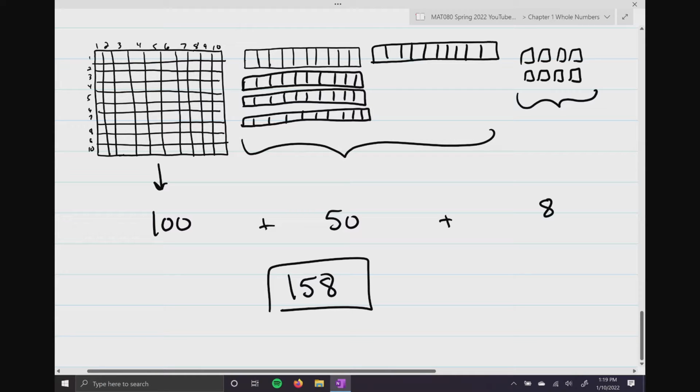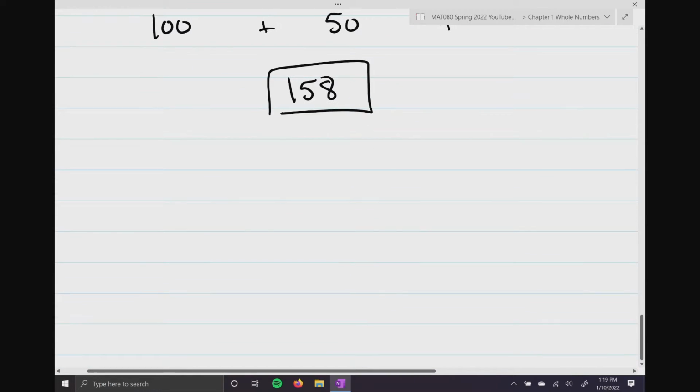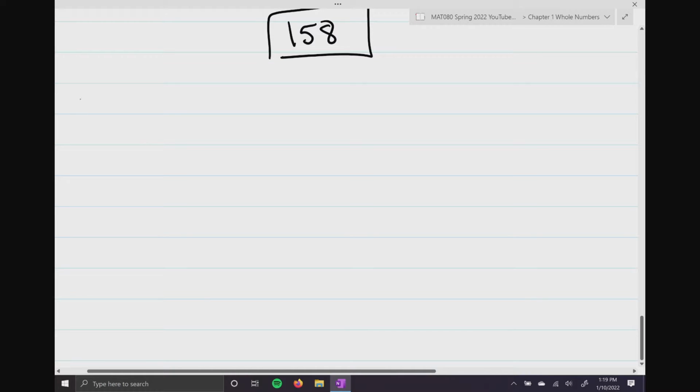All right, so now we're going to transition, and we're going to go ahead and learn about place value. If I were to stress what's really important in this section, it would be place value. Your book actually has a very good picture of this, so I'm just going to copy and paste that picture into our notes because it's a really good picture.